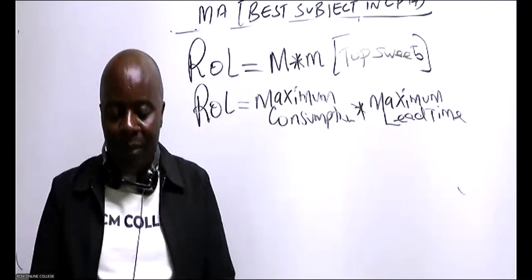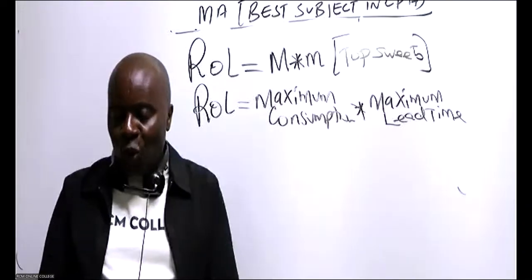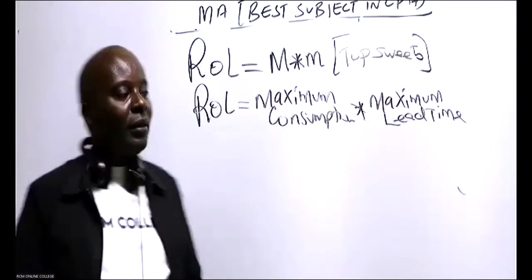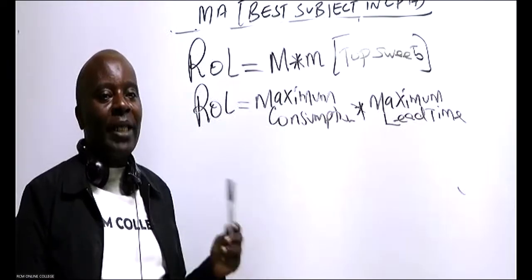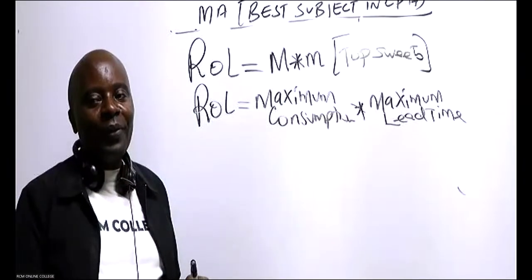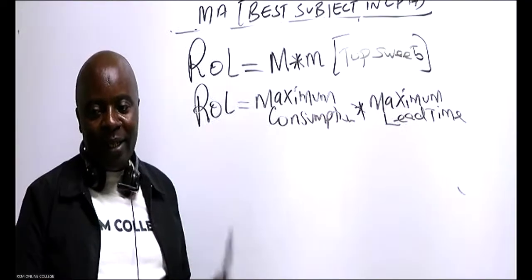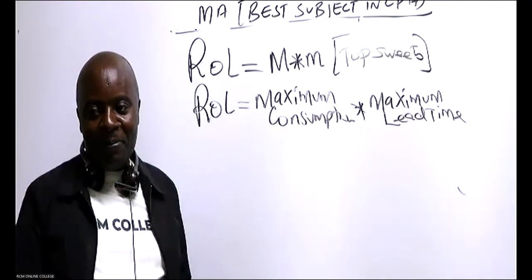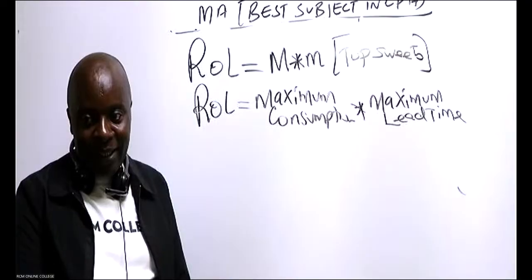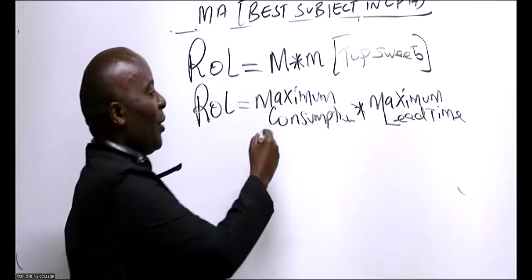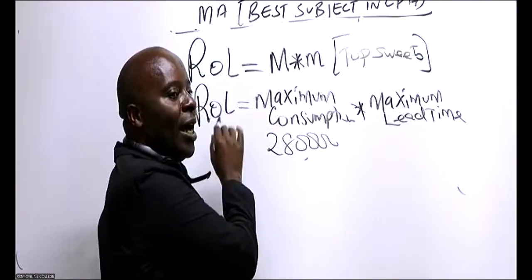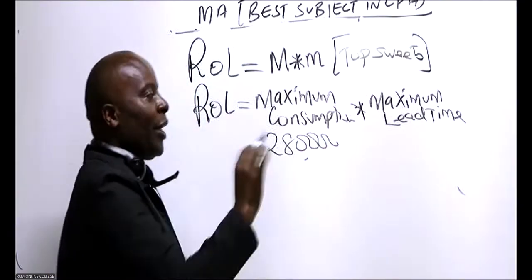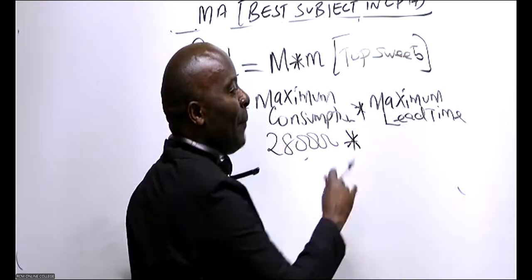So then from the information given, I would want you to look for that data. Look from the month of January to December. Are you able to see the maximum consumption? How many units? Maximum, 280,000. So I hope you guys wrote this in full. This is reorder level. So 280,000 times the maximum lead time.